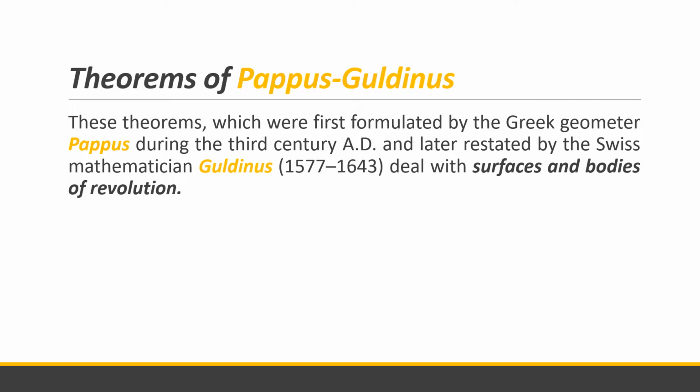Theorems of Pappus-Guldinus. So, these theorems, which were first formulated by Greek geometer Pappus during the 3rd century Anno Domini, and later it is restated by a Swiss mathematician, Guldinus. So that's why it is called Pappus-Guldinus, which this theorem deals with the surface and bodies of revolution.